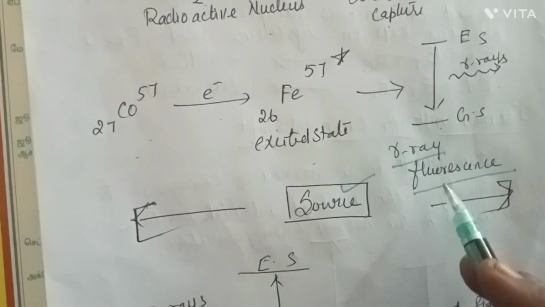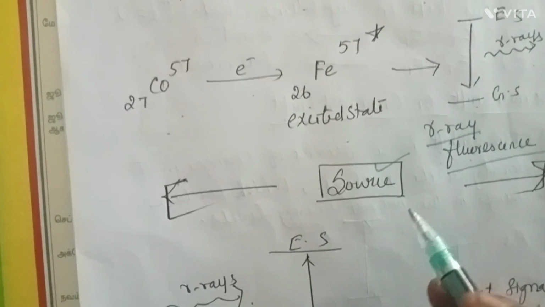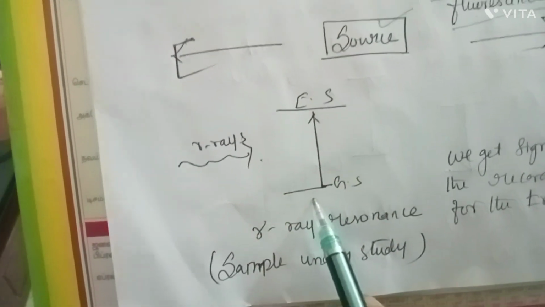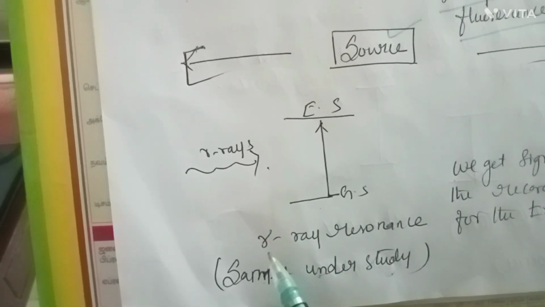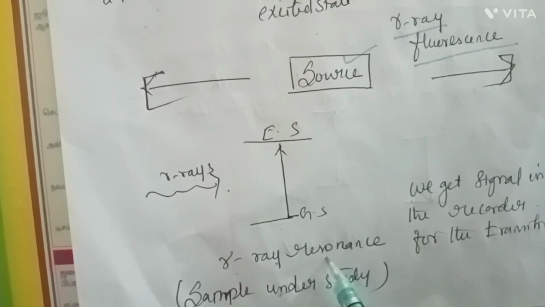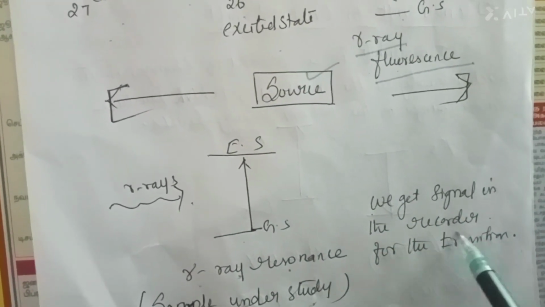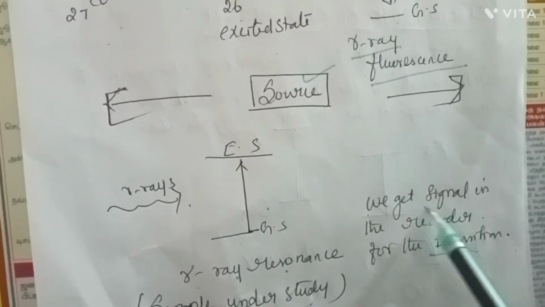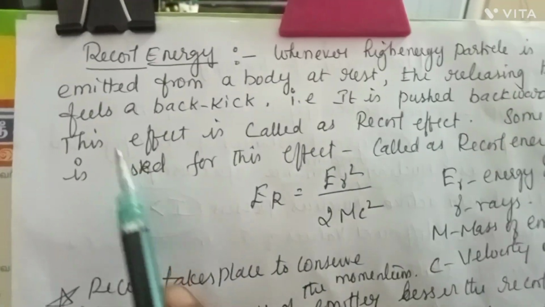So the source is cobalt 57, and the iron 57 in the excited state is the source of the gamma rays. Then the gamma ray that is produced is absorbed by the absorber. The absorber is the sample under study. Here absorption of gamma rays takes place, and that is said to be gamma ray resonance. When will it occur? When the energy levels of the source as well as the absorber match. Then only resonance occurs, and a signal is produced for the transition.